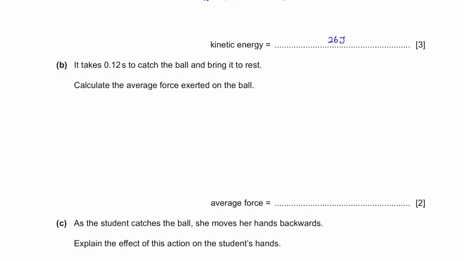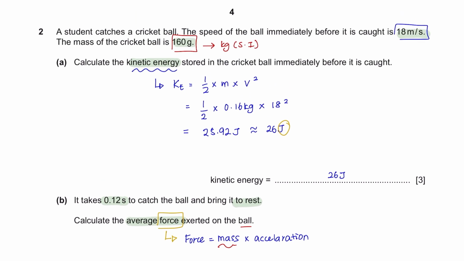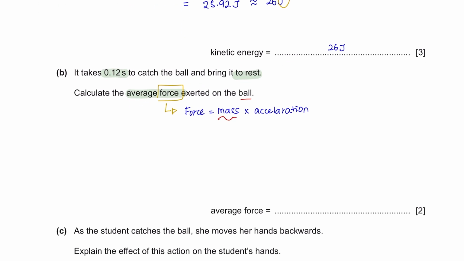Question B. It takes 0.12 seconds to catch the ball and bring it to rest. Calculate the average force exerted on the ball. In order to calculate the force, you should know the formula. Force equals the mass times acceleration. The mass of the ball is already given in this part of the question, which is 0.16 kg. So all you have to do is substitute the value.